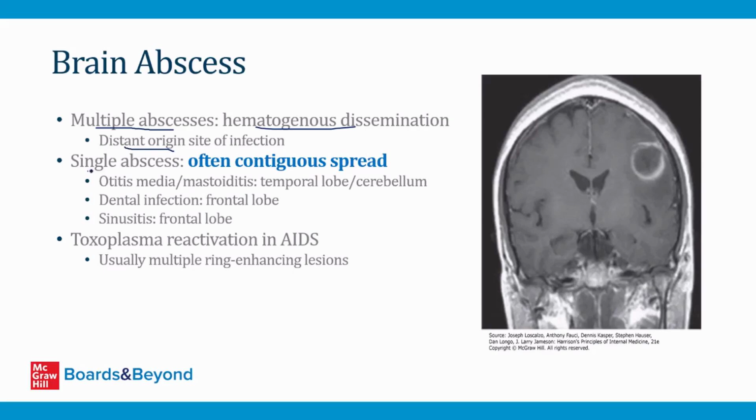In contrast, when you see a single abscess, this is often from contiguous spread from infection of some structure near the brain itself. So for example, if you don't treat otitis media in kids or mastoiditis in children, those bacteria can spread to the nearby temporal lobe and cerebellum, and you can see a brain abscess in this region here. If someone has a dental infection that's poorly treated, that infection can spread to the frontal lobe because the frontal lobe is very close to the mouth. Same is true of sinusitis. The sinuses are close to the frontal lobe, so you can get a frontal lobe abscess from a sinusitis infection.